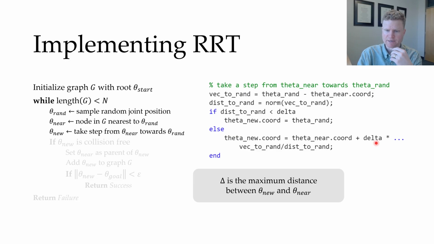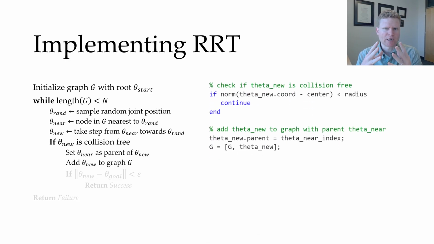Okay, so I've got this theta nu. And the next thing I want to do is check and see, is this new point something that I can add to my graph? Is this collision free? And the exact form of that collision checking is going to depend on your environment, but I've shown a very simple implementation over here on the right.